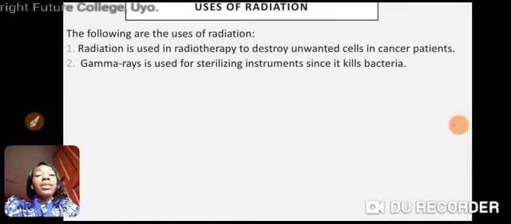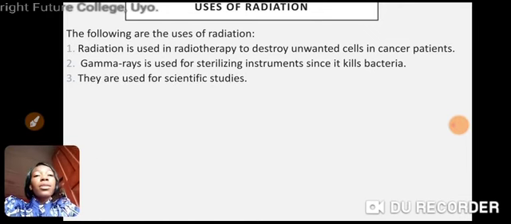Before now, sterilization of instruments was done by the use of boiling hot water. When you boil hot water, put your instrument in a bowl and pour, you say that your instrument has been sterilized. But recently, gamma rays are now used for sterilizing instruments, killing off the bacteria.